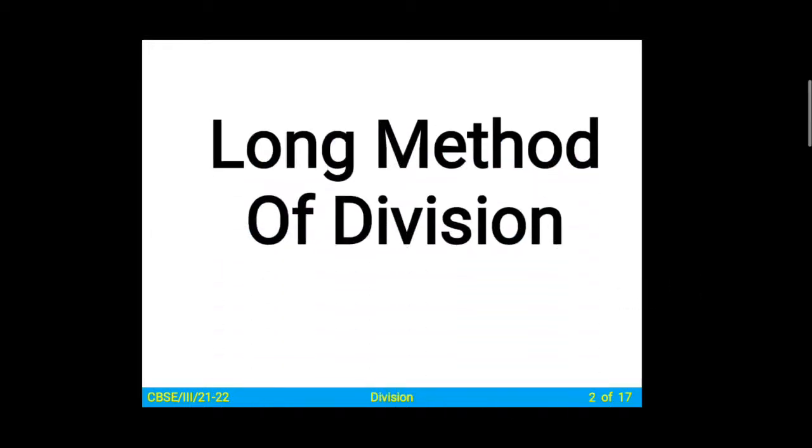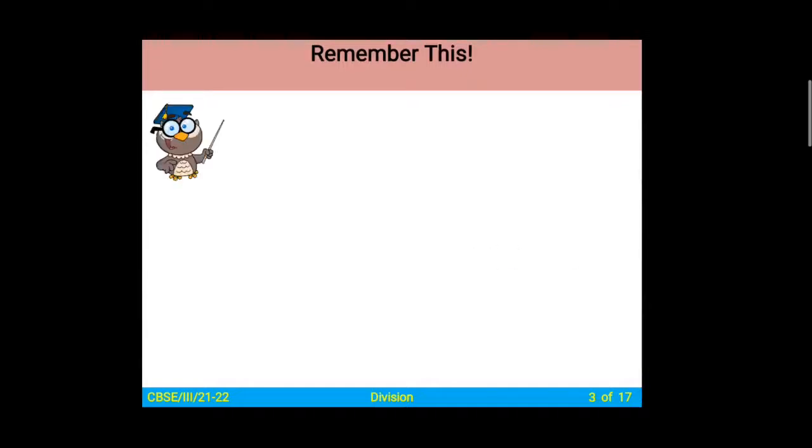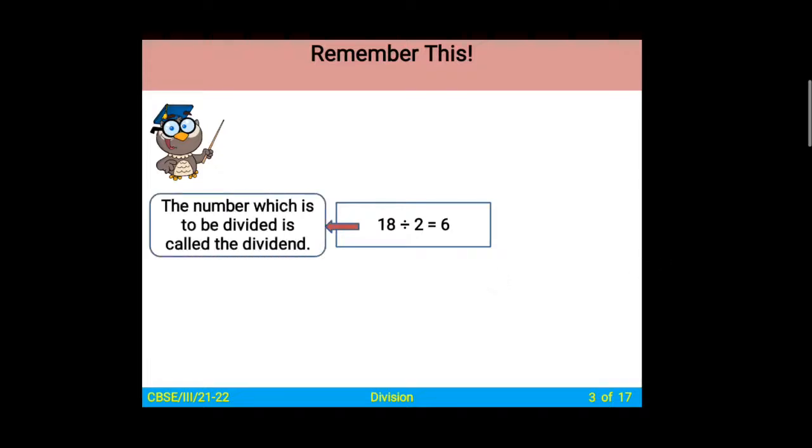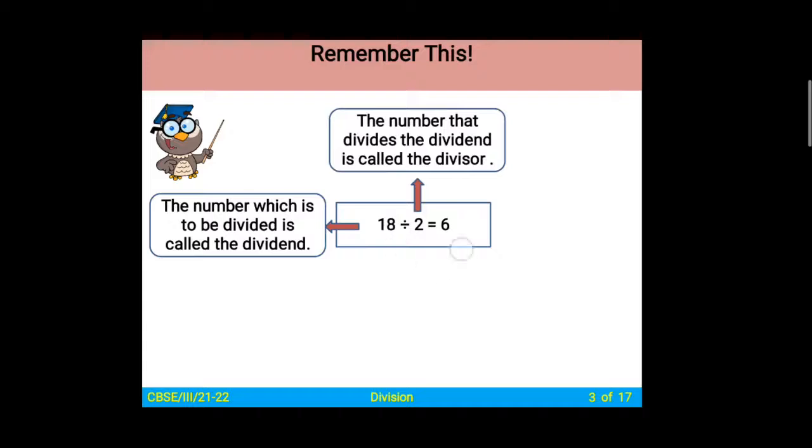Now let's go ahead. Firstly, we learn the long method of division, which you do with the simple division facts that you already learned. First of all, you have to remember while you are doing a division: 18 divided by 2 equals 6. This is a simple example. In that, the number which is to be divided is called the dividend. I already told you this definition, but you have to remember this. Don't forget it.